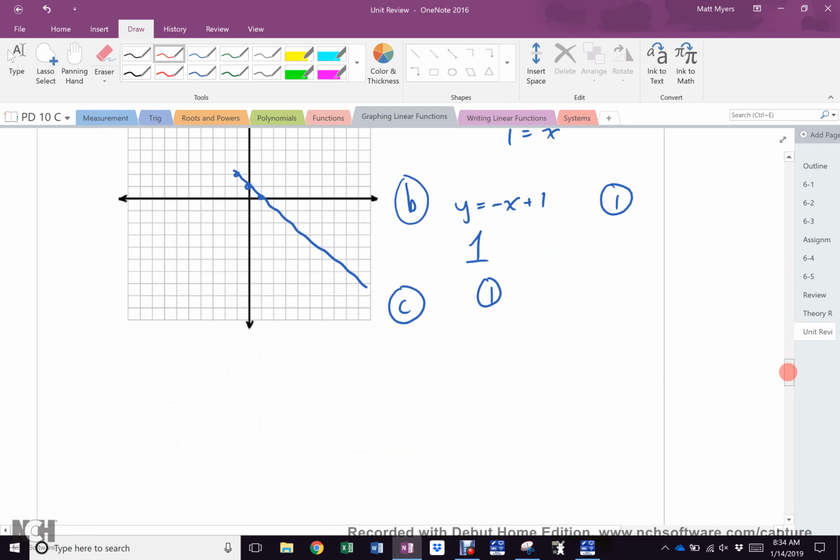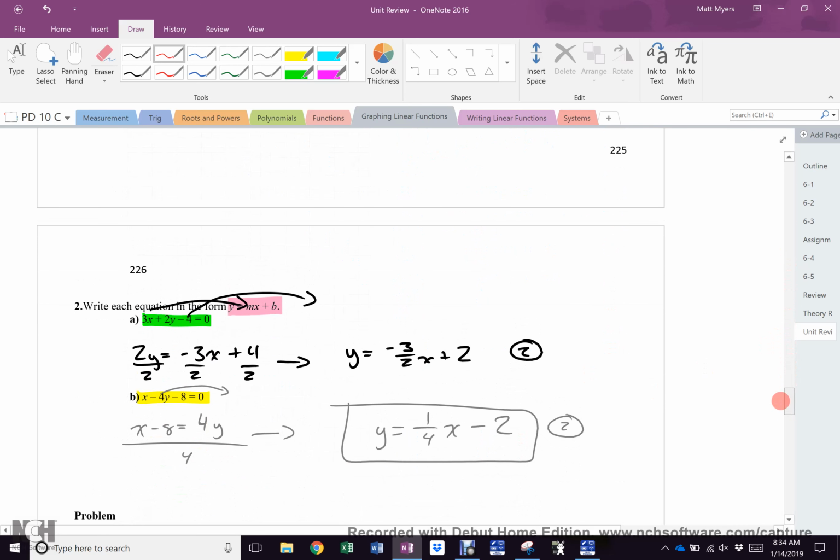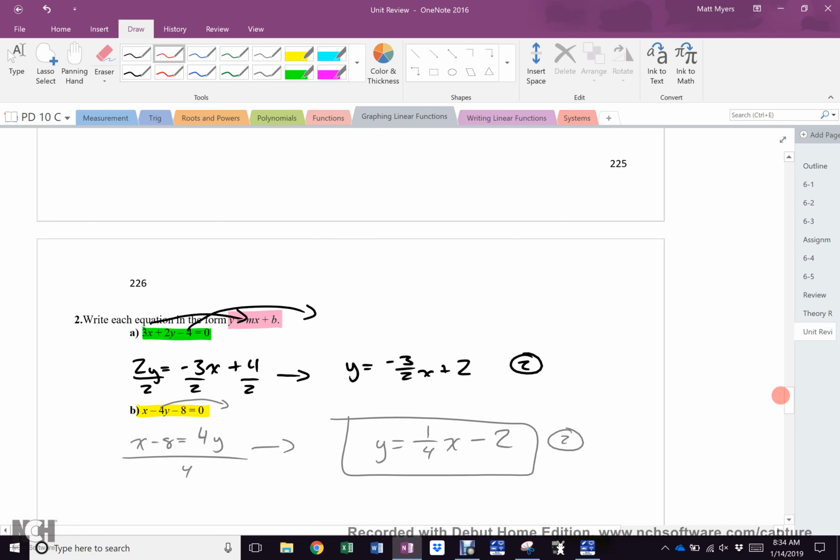Yeah? Yeah. Write the equation in slope-intercept form. I am giving you 2 marks each for these because I like you. All you do is move the stuff over to isolate the y. This is a problem. A lot of people forget that this has a 1 there. I would also accept y equals x divided by 4 minus 2. I would accept that.